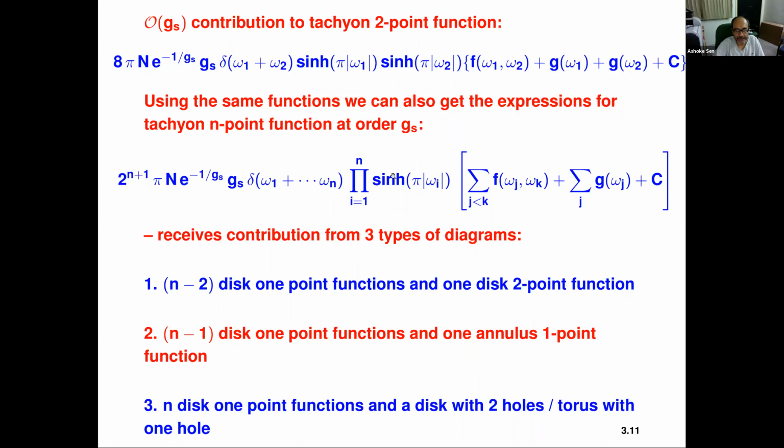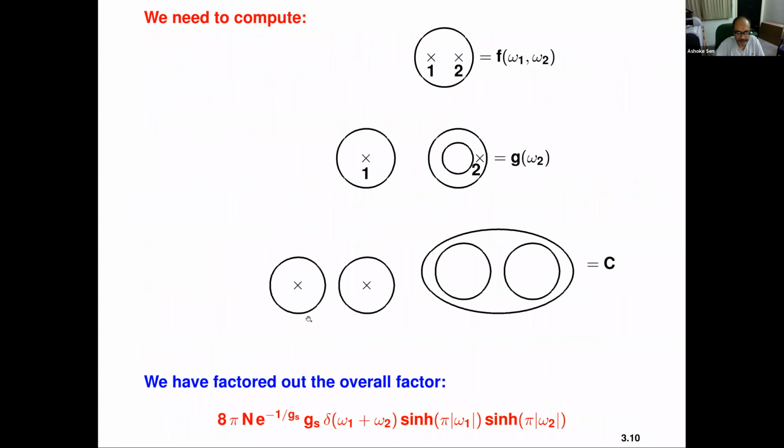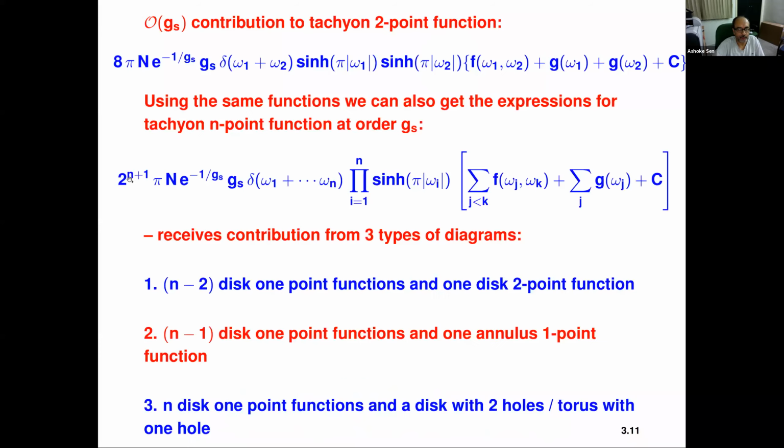And this extra factor, the external factor, comes by noting that each one-puncture disk, namely each of these diagrams, just gives a contribution of 2 sinh pi mod omega. That's the factor of 2 to the n you see, and sinh pi mod omega. So are there any questions about this formula?